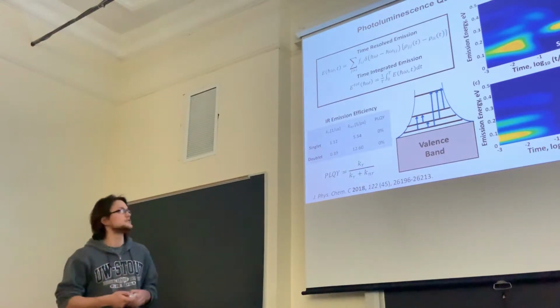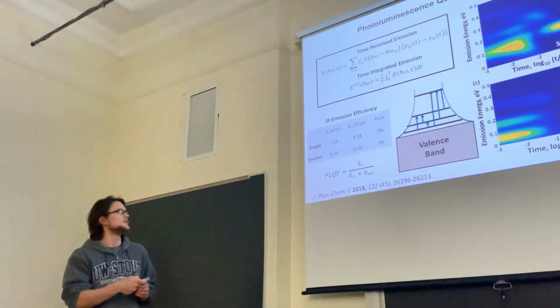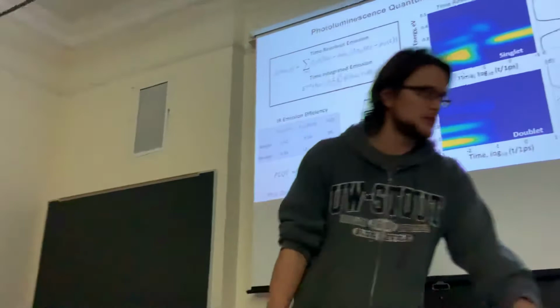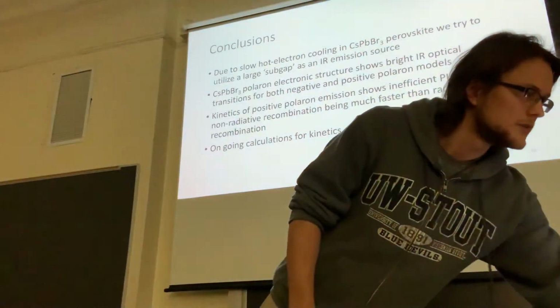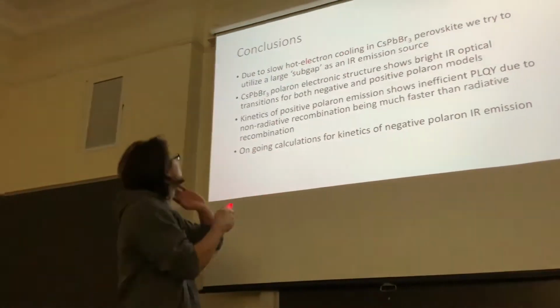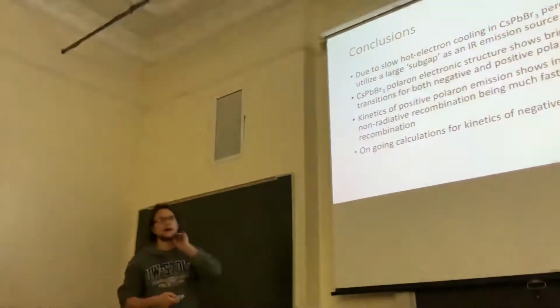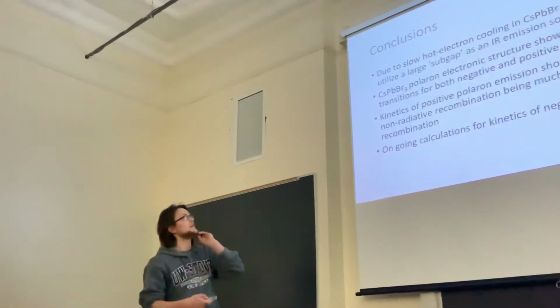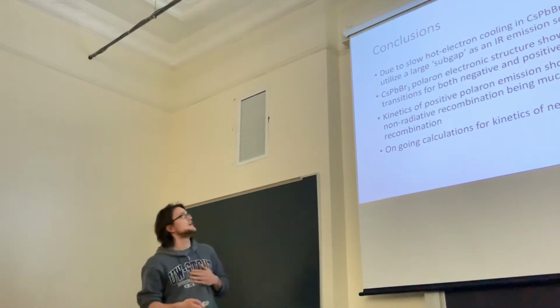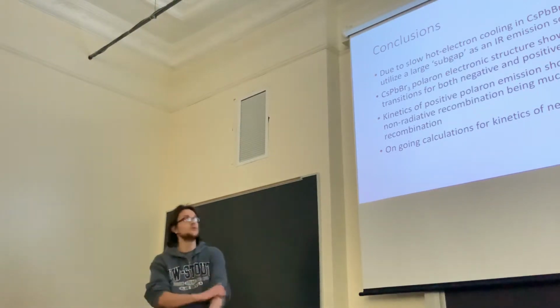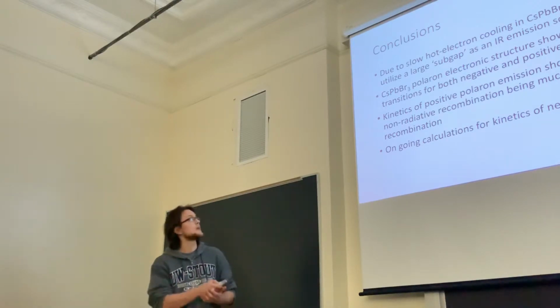It's kind of leading into this project. And so, just to conclude, the previous result we saw there was slow hot electron cooling near the band edges. That kind of gave the motivation to use that subgap that caused the slow cooling as an IR source.